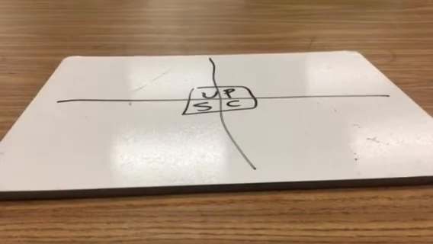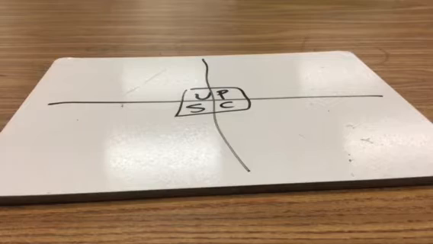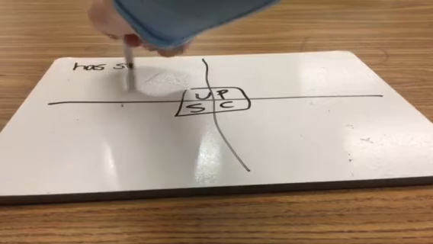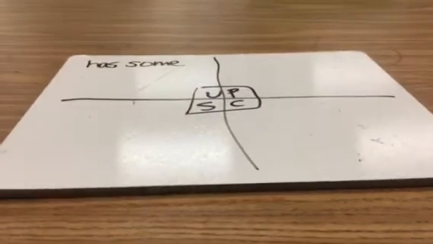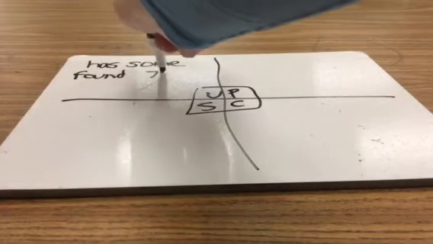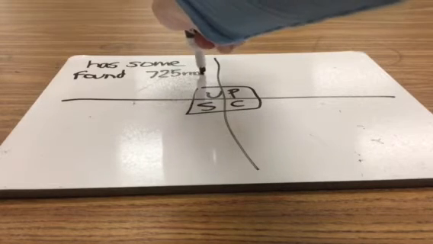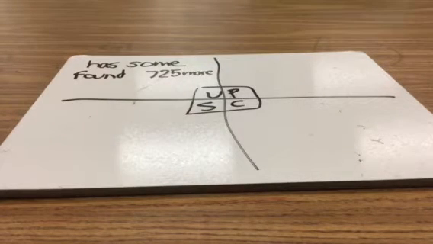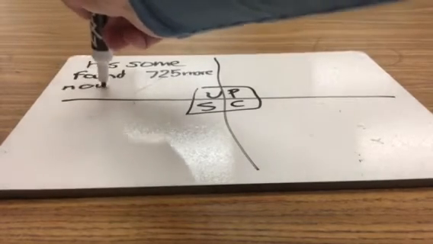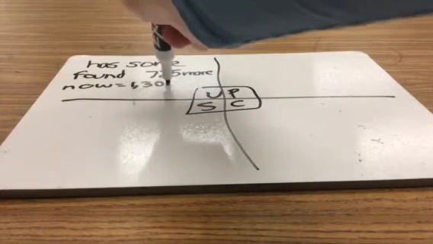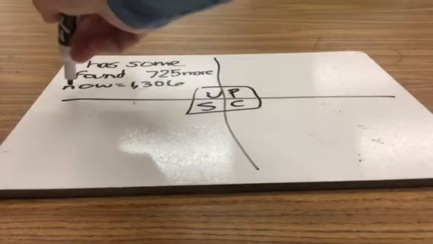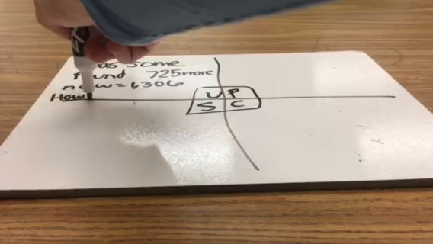Okay, so this is a little bit trickier than our normal one. So I'm going to start with the first sentence. She has some rocks. We don't know how many. It just says she has some. She found 725 more. Now she has 1,306. And my question is, how many rocks did she have to start with? So I want to know how many to start.